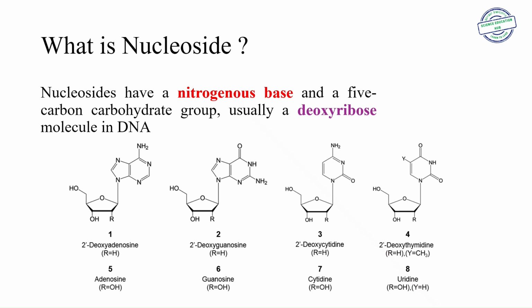What is a nucleoside? A nucleoside is similar to a nucleotide, but it contains only a nitrogen base and a 5-carbon sugar molecule, usually deoxyribose in DNA. If you check the nucleoside, only the sugar molecule and nitrogen base are present. There is no phosphate group in the nucleoside. If you add a phosphate to this, it is known as a nucleotide, and if you remove the phosphate, it is known as a nucleoside.